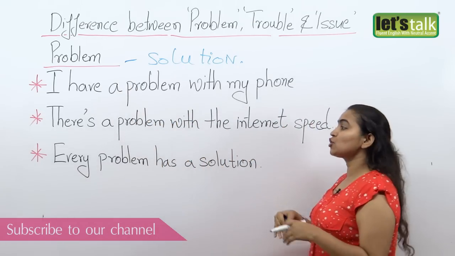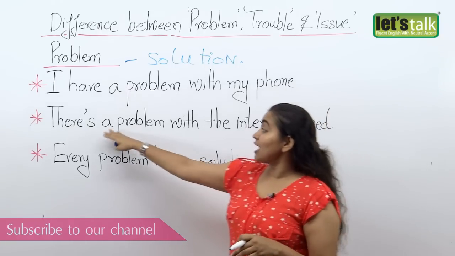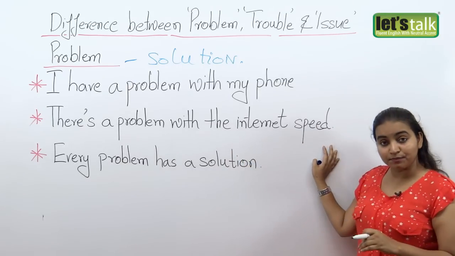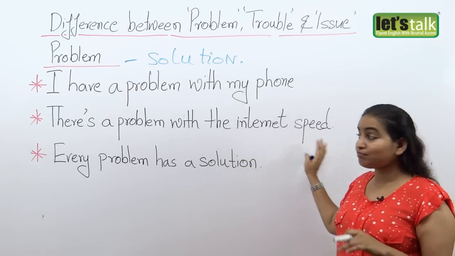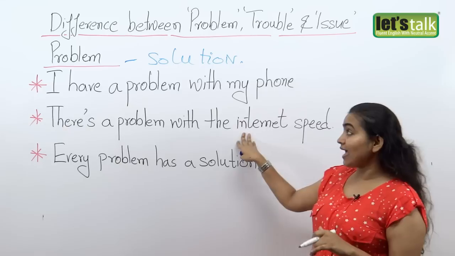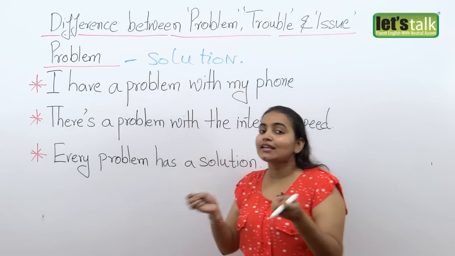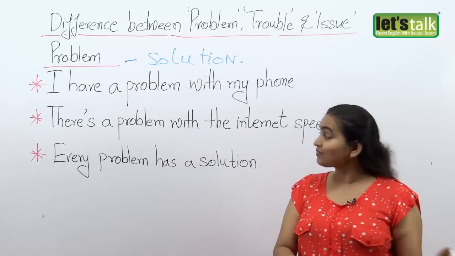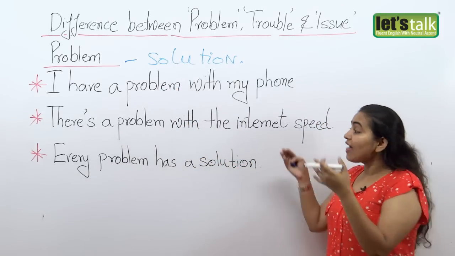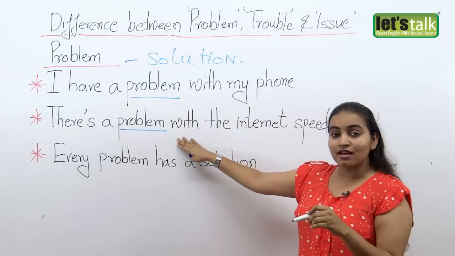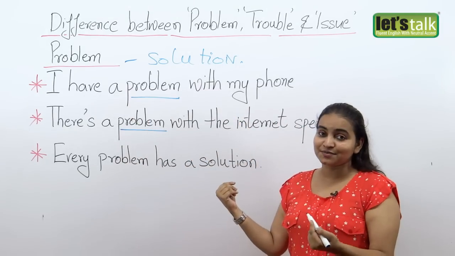The next sentence talks about there's a problem with the internet speed. We all have these kind of problems. Well, again, we need to check. Is there a solution to it? Can it be solved? Well, of course it can. And therefore, I will use the word problem again, like I did with the first sentence.